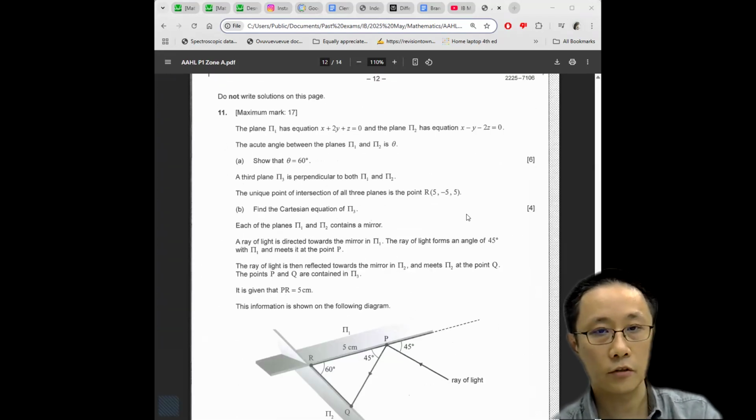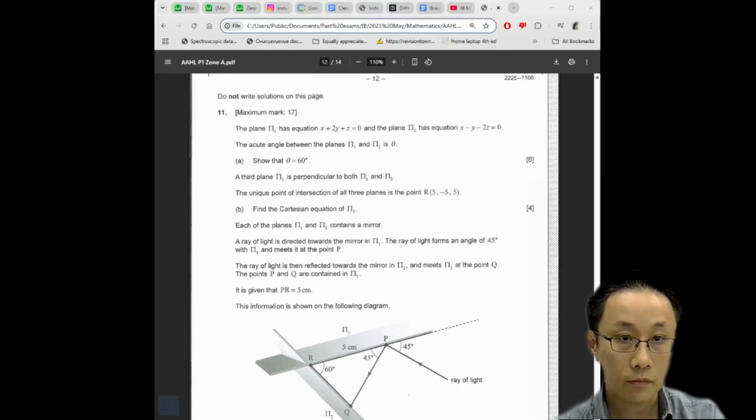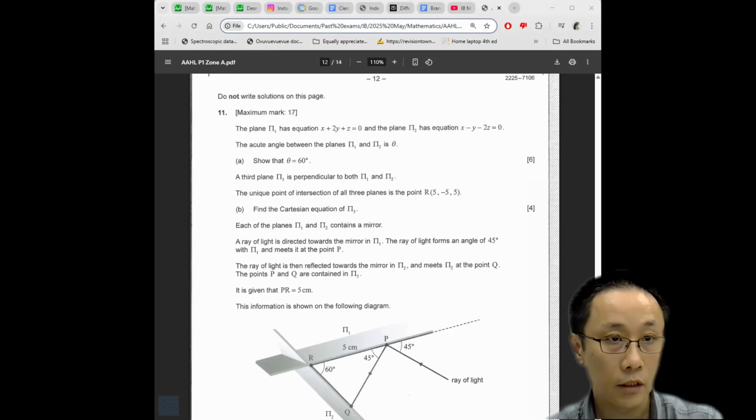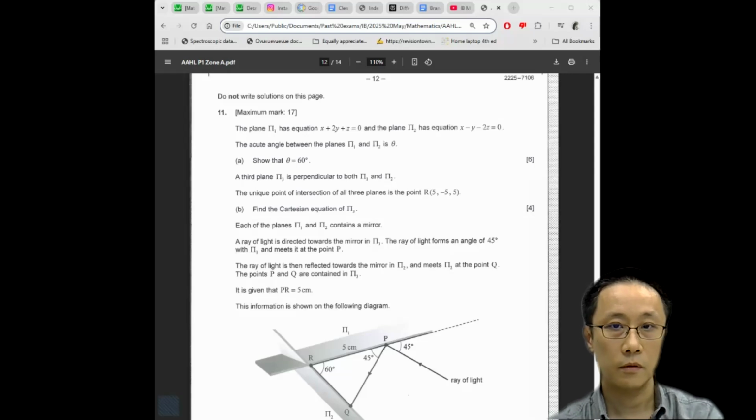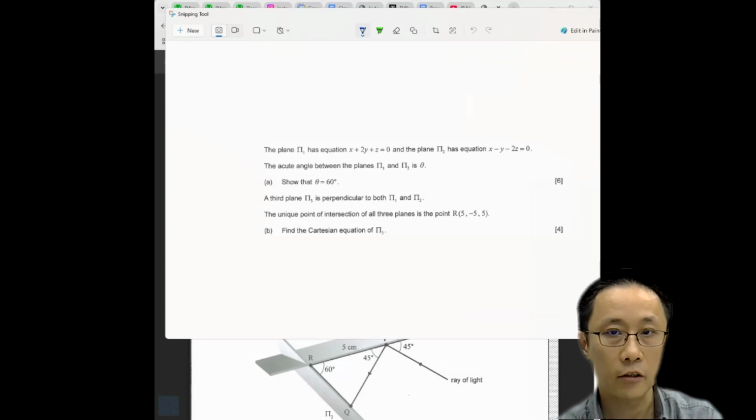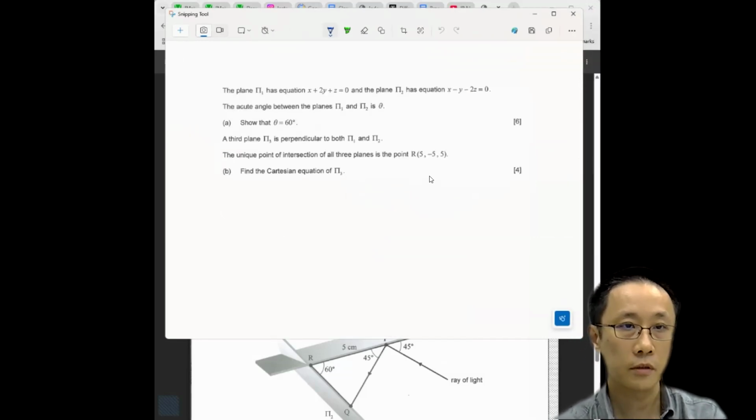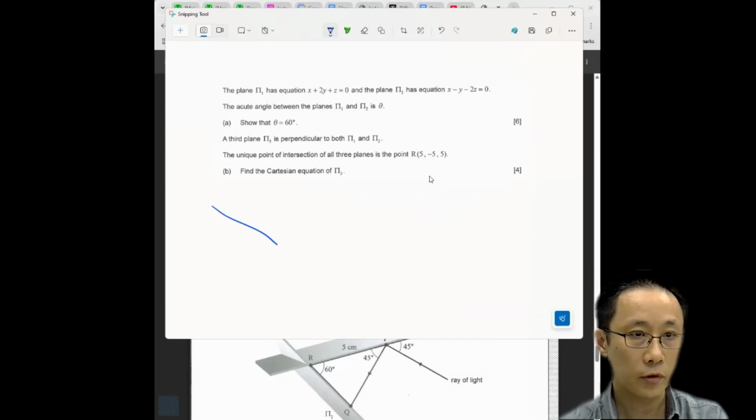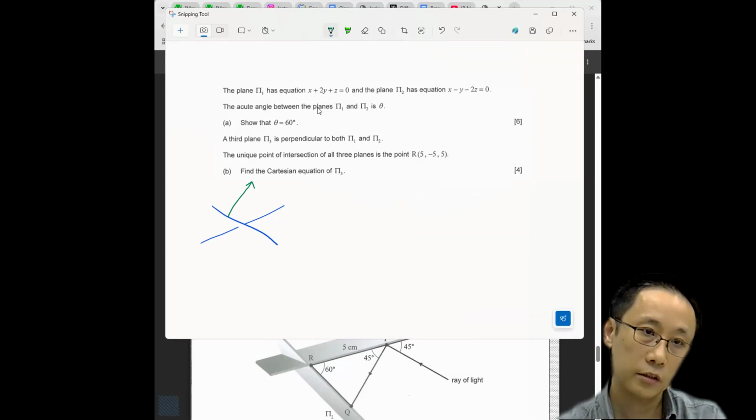Moving on, question 11 has two parts. The first part is a legitimate vector problem. For the first part, you need to find the angle between two planes. And in my opinion, I think 6 marks is a little bit too much for this kind of question. Because when you have two planes, so let's say I'm looking down a line, the line of intersection of the two planes. So these two green arrows are the normal vectors.